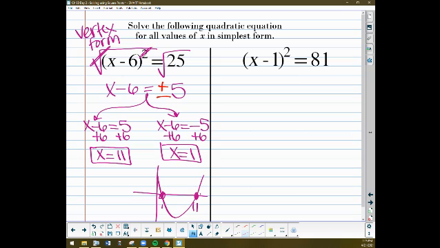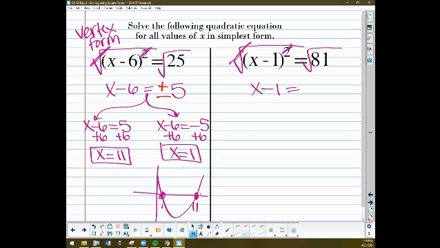Okay, same thing. I've got my quantity squared. That 1 is locked into those parentheses unless I get rid of it. So right away when I see quantity squared, I take the square root. Those will cancel, and now x minus 1 is free. It's free from those parentheses.